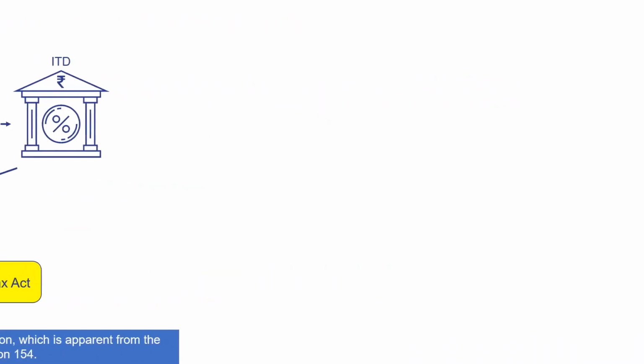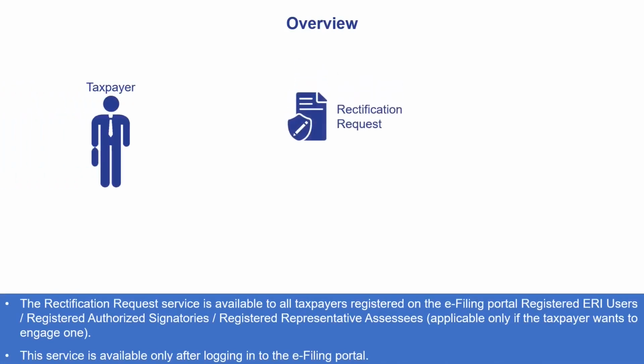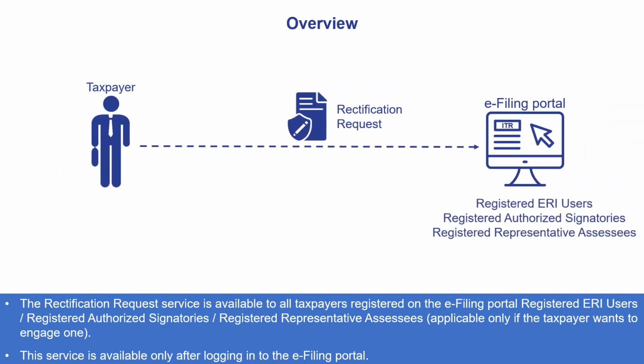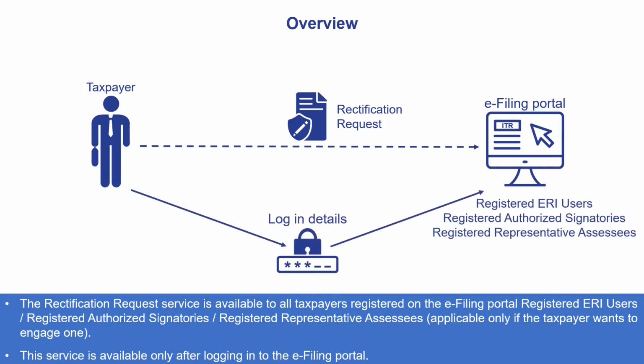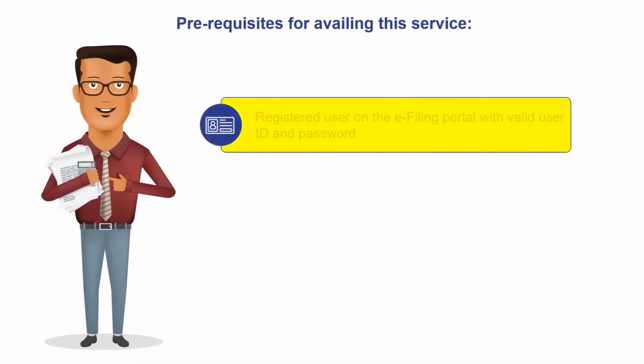This rectification request service is available to all taxpayers registered on the e-filing portal. The service can also be accessed through registered ERI users, registered authorized signatories, and registered representative assessees if the taxpayer wants to engage one. However, this service is available only after logging in to the e-filing portal. Let us now look at the prerequisites for filing a rectification request.